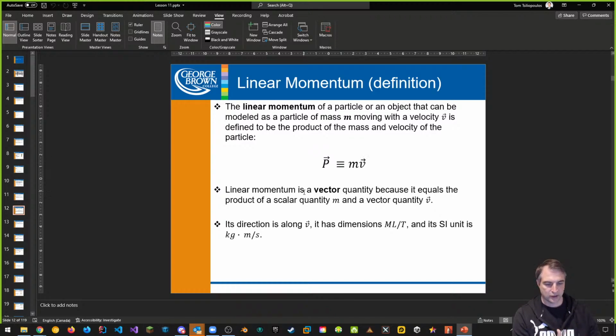Linear momentum is a vector quantity because it equals the product of a scalar quantity and a vector, and its direction is along the direction of the velocity vector. It has dimensions and units of kilogram meters per second. So how many kilogram meters per second is my momentum, we can say. Why are we talking about momentum? It gives us a good response, based on how much momentum, how much mass your objects have when they collide. It doesn't matter whether it's 2D or 3D.